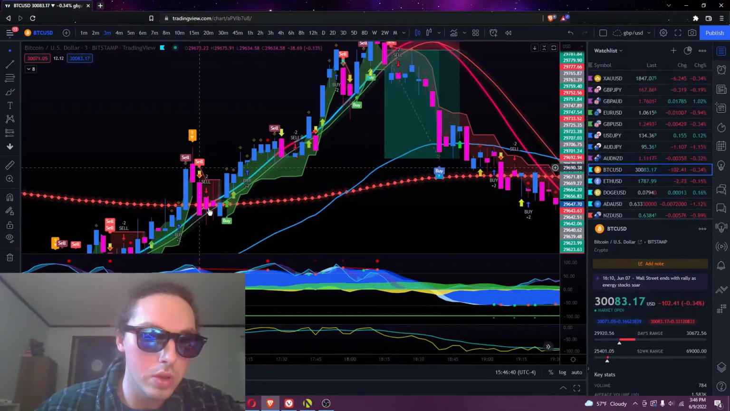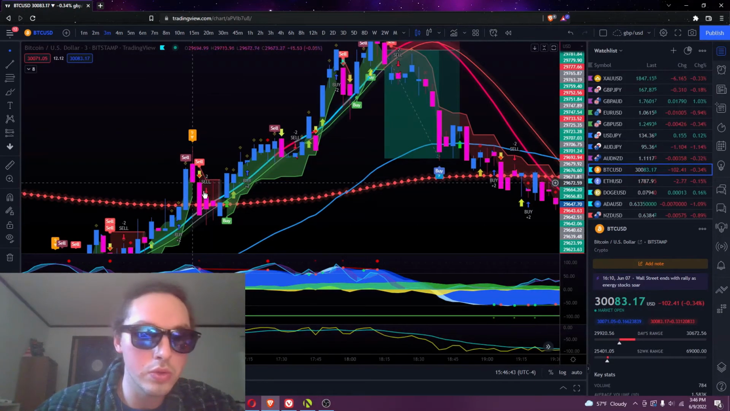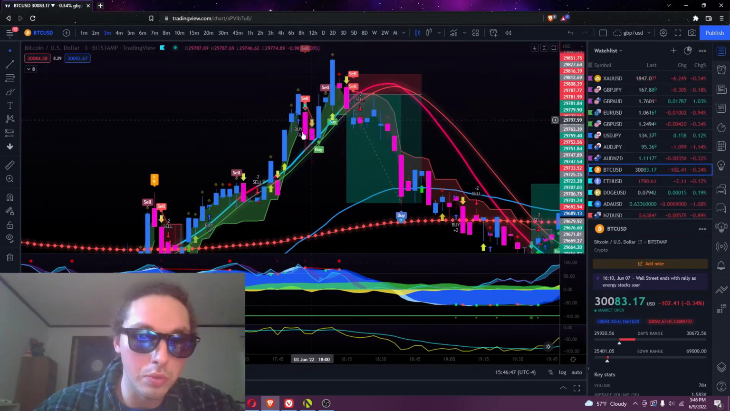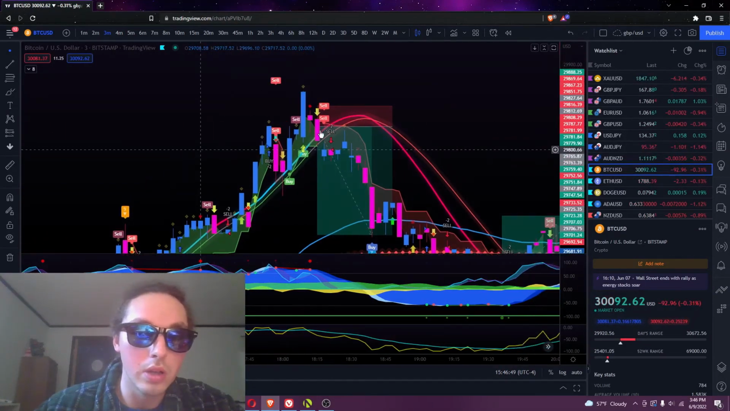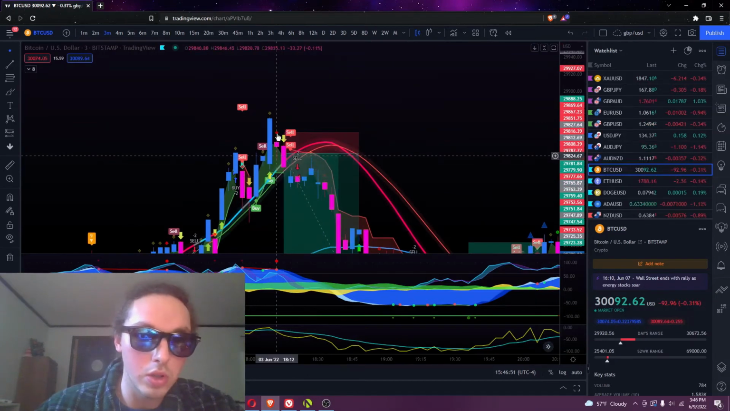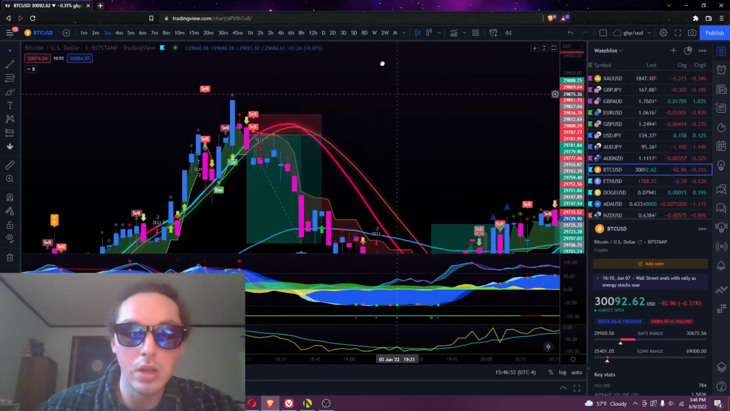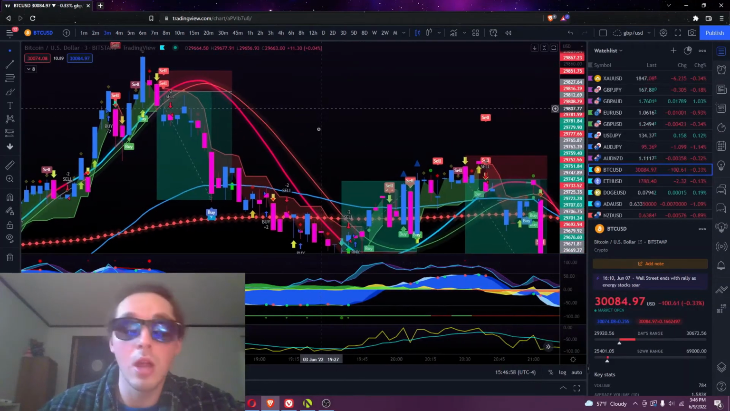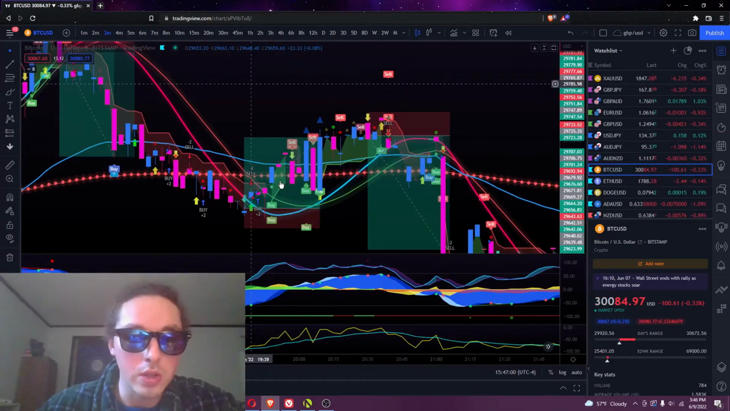So look at this. Once it goes through the 200, goes down, tries again 2, 3 times. Okay, fourth time could be the charm, so we took the trade and it worked out. It went right back to the 200 EMA. Okay, next trade.